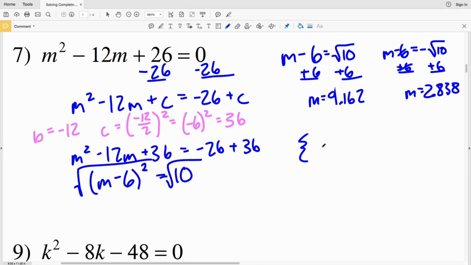So my two solutions in number 7 are 9.162 and 2.838. And on the answer key, they have 2.837, but I just rounded the 2.8377 up to 2.838.